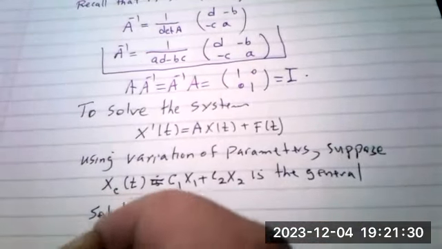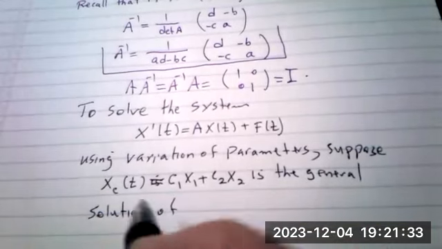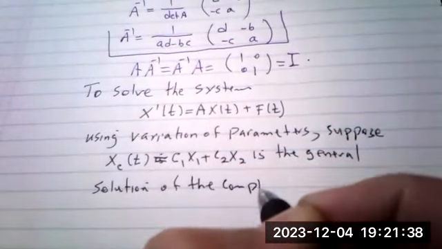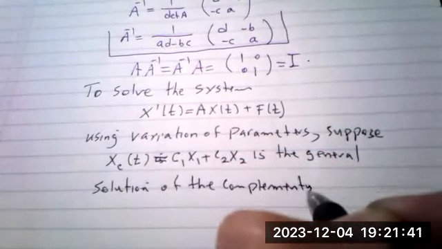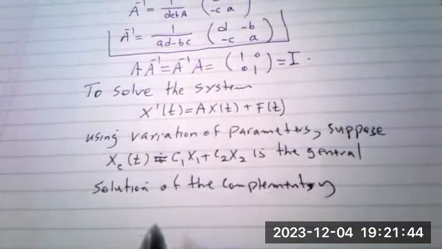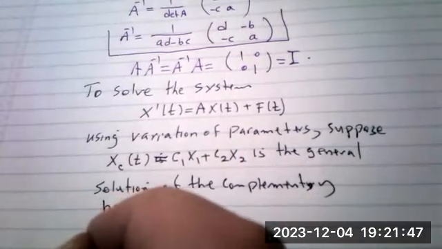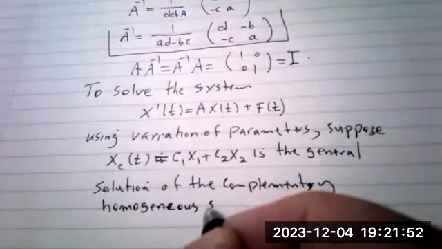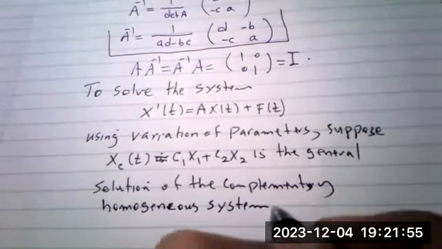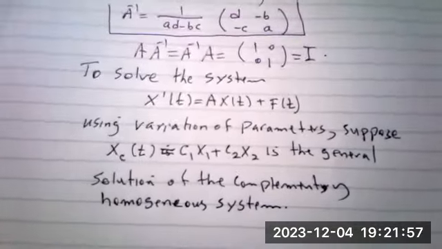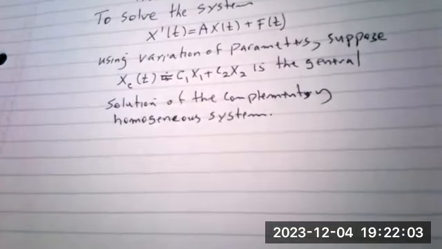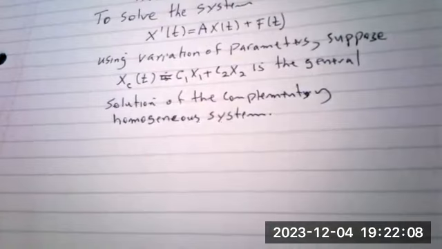General solution of what? Of the homogeneous one, the associated or complementary homogeneous system. Now this is the one where we are going to introduce u1 and u2. In the case of the ordinary one, remember, we replace c1 by u1 and c2 by u2, and that would be the xp.